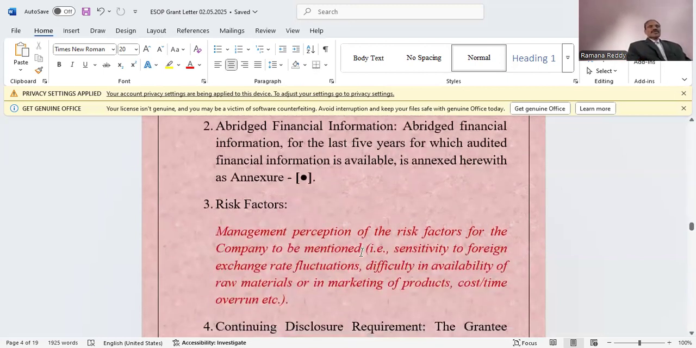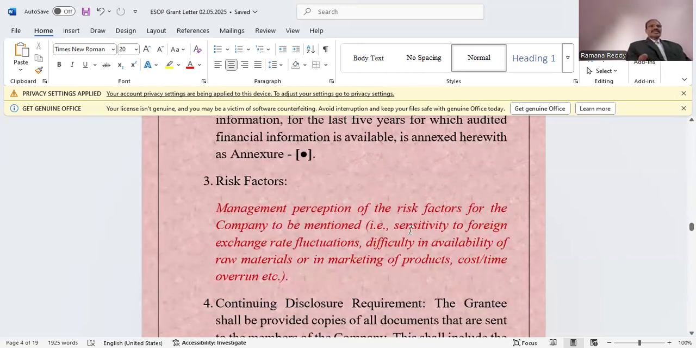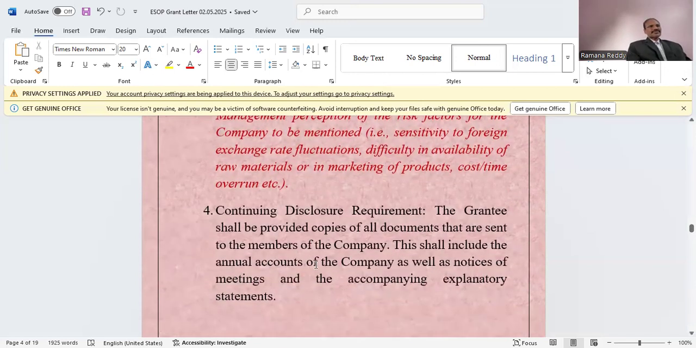And risk factors also have to be mentioned. Example risk factors, like for companies in export business: sensitivity to foreign exchange rate fluctuations has to be mentioned. Difficulty in availability of raw material, sometimes raw material shortage may occur. Or in marketing products, cost and time overruns. See, all these factors, whatever the company feels, have to be mentioned in the risk factors.